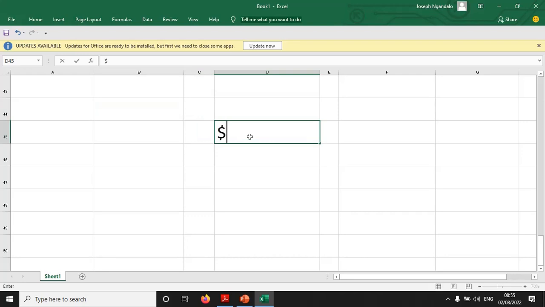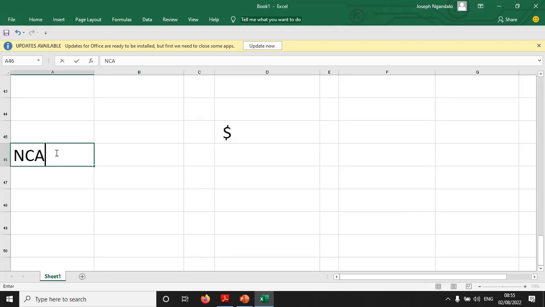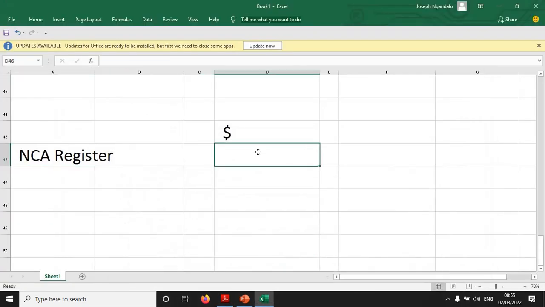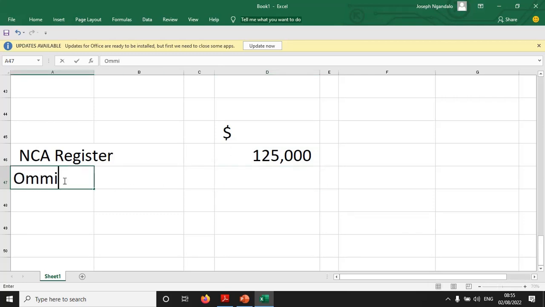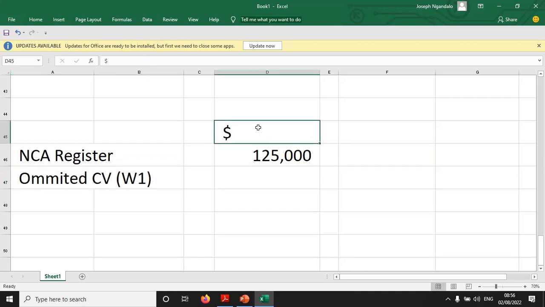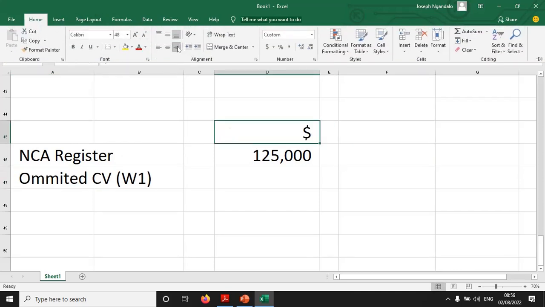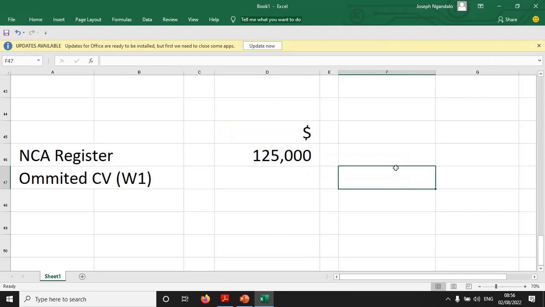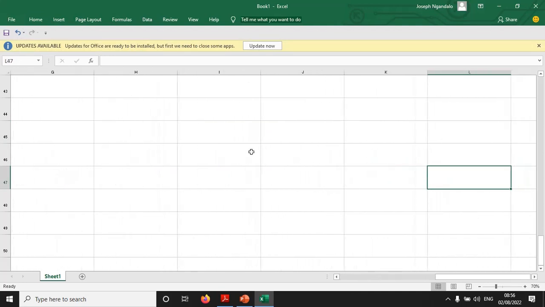So, the non-current asset register has got how much initially? It has got 125, right? And then there was an omitted figure which we need to find, using a working. We are going to have to do a working. Do you agree? Let's do it.